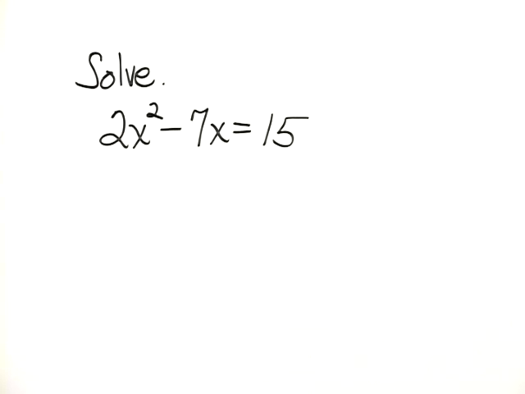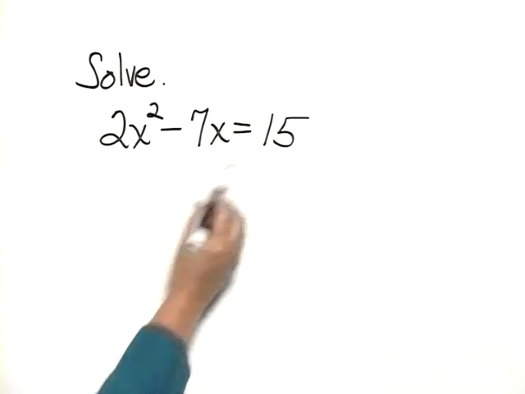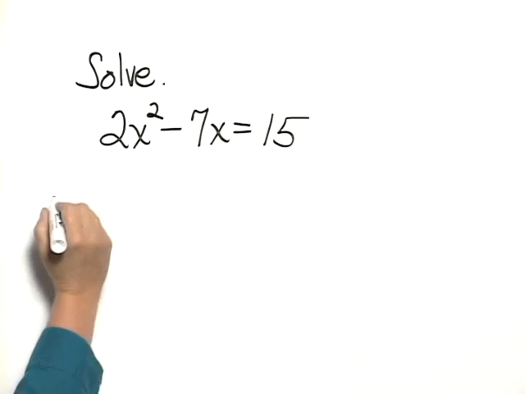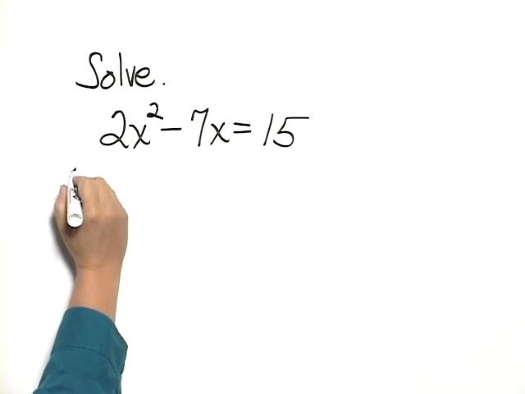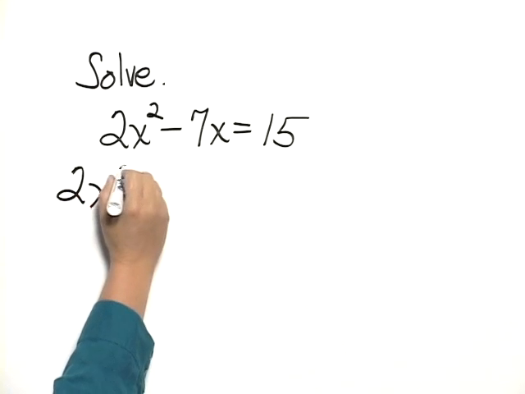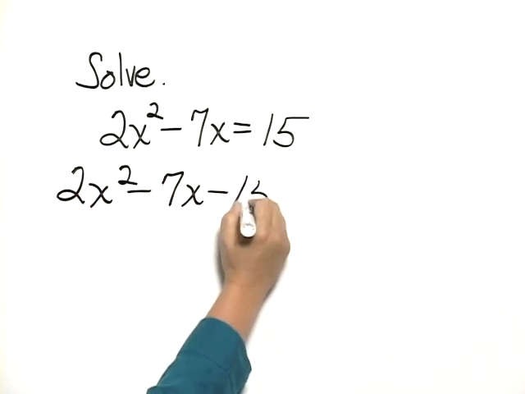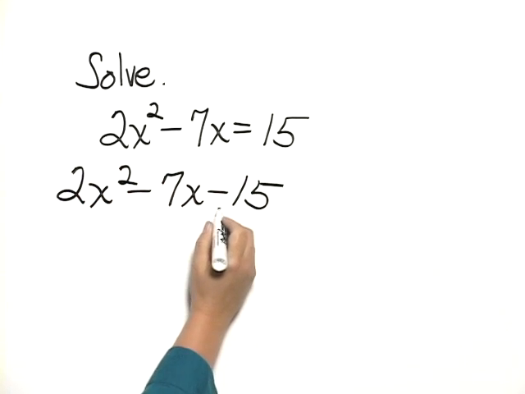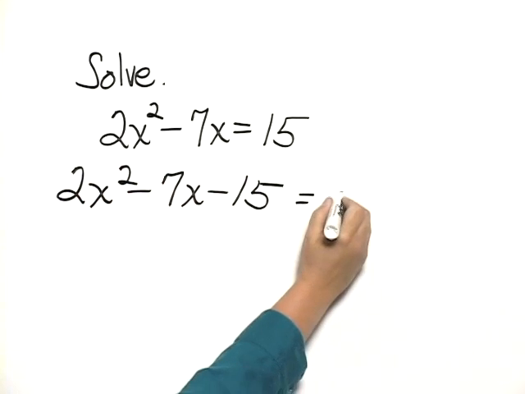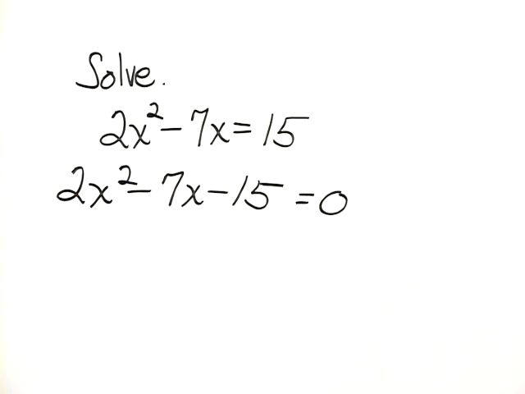Solve 2x squared minus 7x equals 15. We have a quadratic equation, so we want to use the principle of zero products. We need a 0 on one side of the equation. So the first thing we'll do is subtract 15 from both sides to get a 0 on one side of the equation. And we have 2x squared minus 7x minus 15 equals 0.